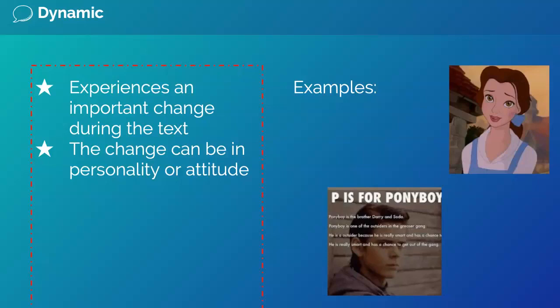So what I want you to make note of is that for dynamic characters, the change must be something of depth. So something that deals with that character's personality or attitude, who that character is as an individual. It cannot be something superficial like the character stops wearing glasses or cuts his hair or her hair. Those are not dynamic changes.